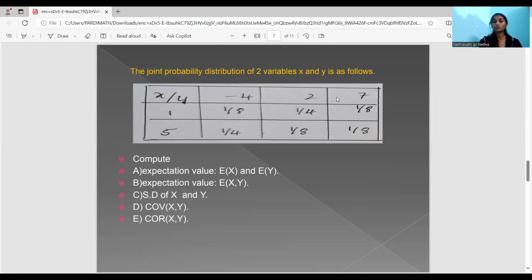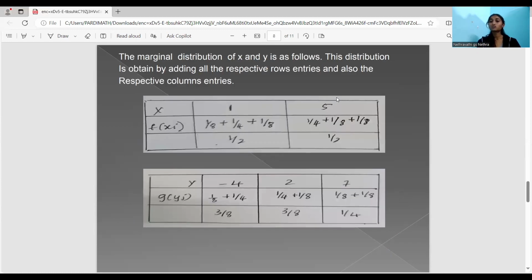And we have to compute the expectation values, that is E of x and E of y, and E of x comma y, and the standard deviation of x and y, the covariance of x comma y and the correlation of x and y. Here, to solve this problem, first we have to find the marginal distribution values. The marginal distributions of x and y are obtained as follows.